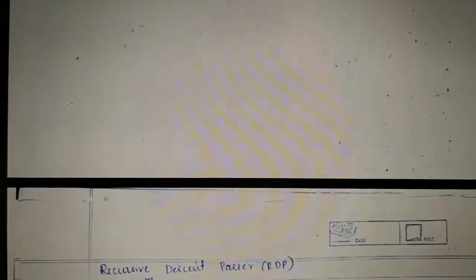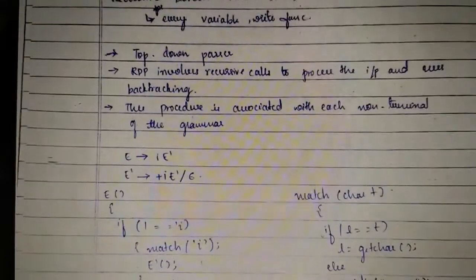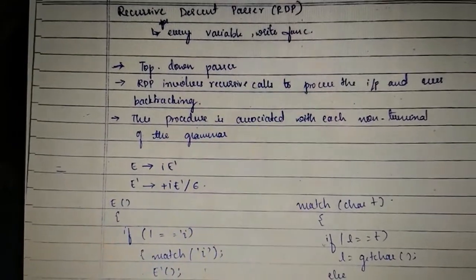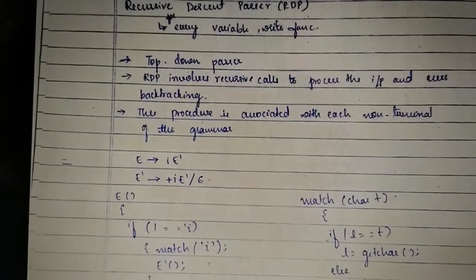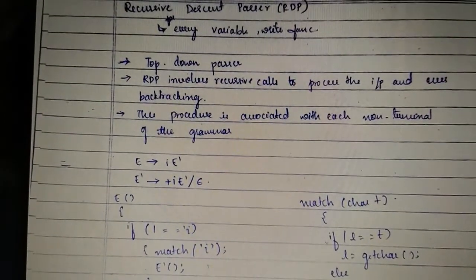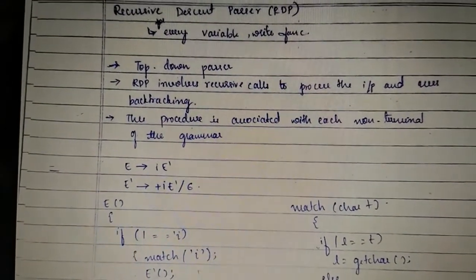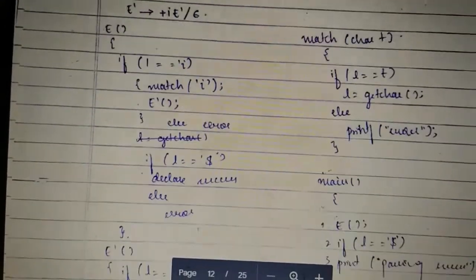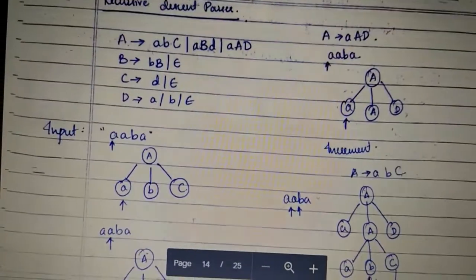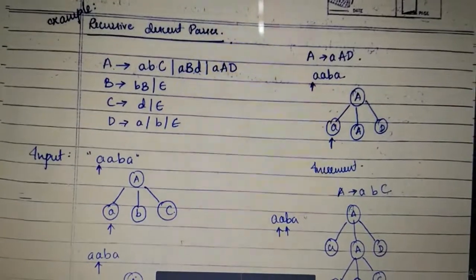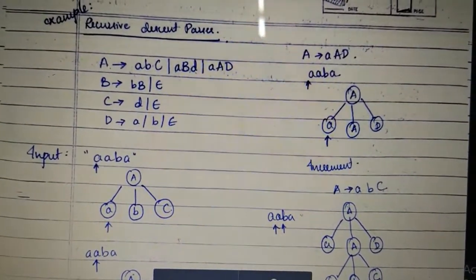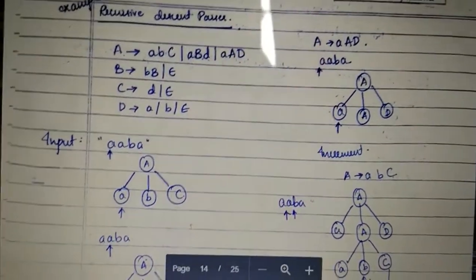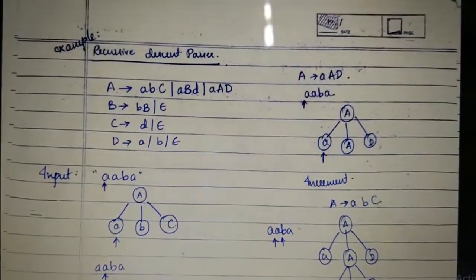So let's revise recursive descent parser. Recursive descent parser is a top-down parser. It involves recursive calls to process the input, and it uses backtracking, and every non-terminal in the grammar is associated with some procedure. I have showed you how the procedure works here, and also how the backtracking works in the recursive descent parser. I hope you all have understood how the recursive descent parser works, and now let's move on to predictive parser. Predictive parser is a kind of recursive descent parser, but it doesn't support backtracking.